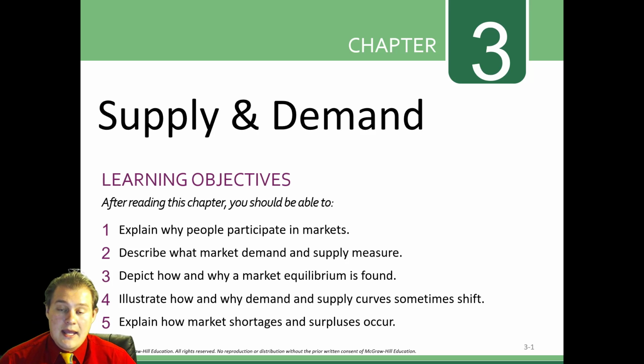Supply and demand is what we're looking at today. Explain why people participate in markets. They've got reasons, I'd hope so. Describe what market demand and supply measure. Depict why a market equilibrium is found. Illustrate how and why demand and supply curves sometimes shift. Explain how market shortages and surpluses occur.